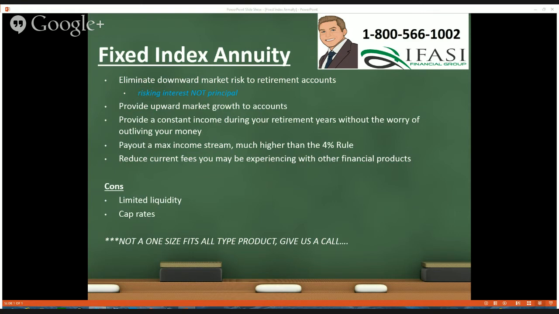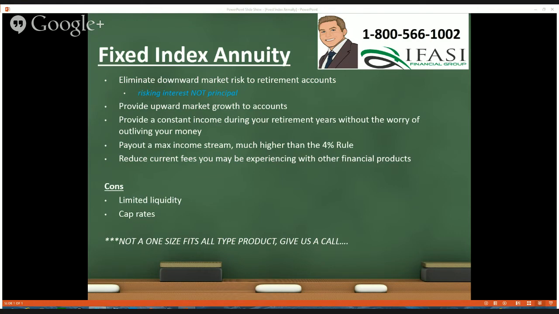You're not risking the principal. And that's very important to understand. With variable annuities, your money, your principal, is being invested into a mutual fund, meaning that if the mutual fund goes down, your actual principal and the money that you have invested within these insurance companies will go down.